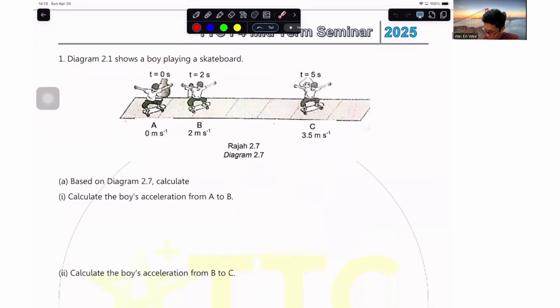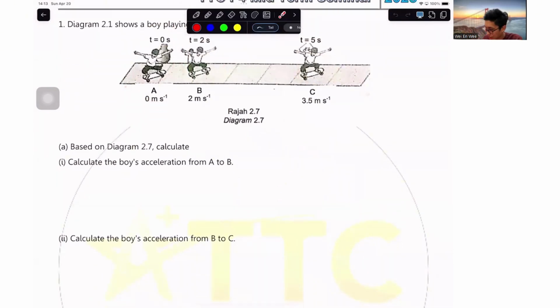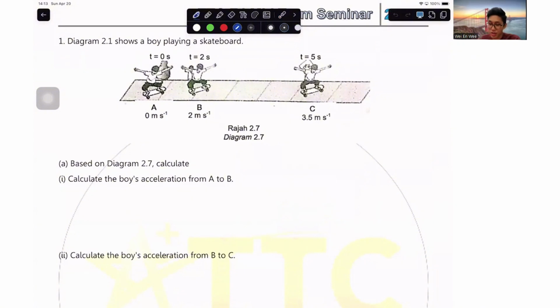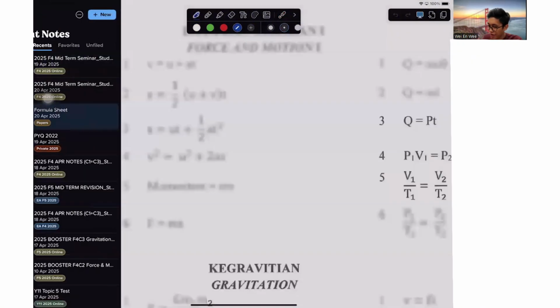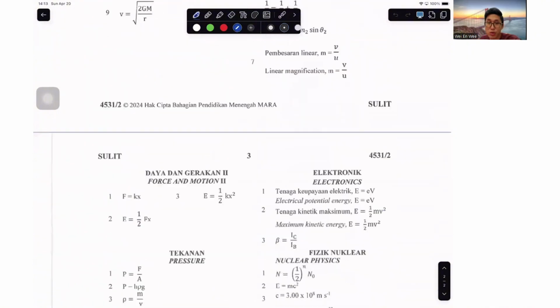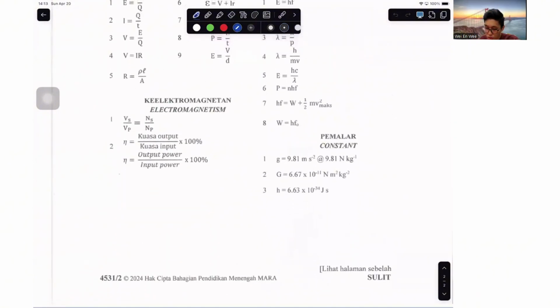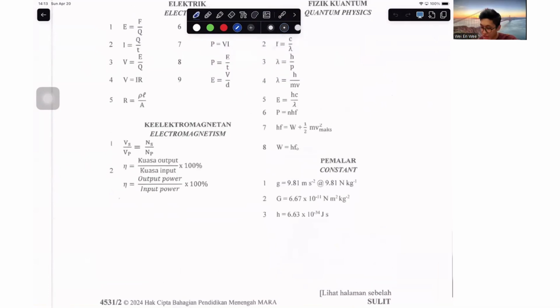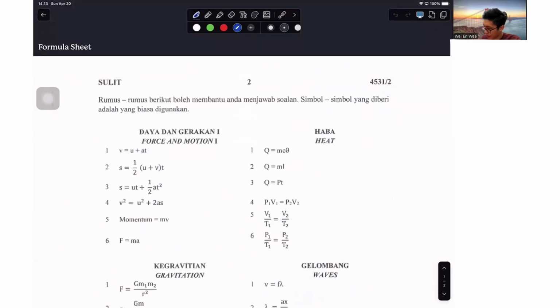Now, based on diagram 2.7, calculate the boy's acceleration from A to B. How do we calculate the boy's acceleration from A to B? Now, you want to calculate acceleration, right? You're going to need a formula. If I open the formula sheet, this is the formula sheet that you will get if you use the government's paper. If your school uses the government's test paper, you will get something that looks like this. During SPM, you also get something that looks like this. But if your school creates their own papers, then I cannot guarantee it. Now, let's look at this formula sheet here.